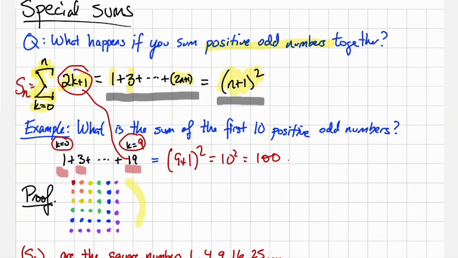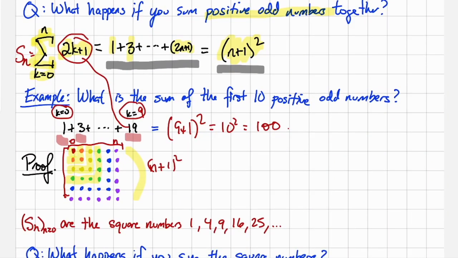Here's another proof without words. If we take 1 plus 3 plus 5 plus 7, you see that at each step when we add an odd number, we're forming a square. So if we start off when k is equal to 0 here, and we go up to k is equal to n in the last column, we have n plus 1 columns and n plus 1 rows for a total of n plus 1 squared dots. And so the sequence S sub n is the sequence of square numbers 1, 4, 9, 16, 25, etc.